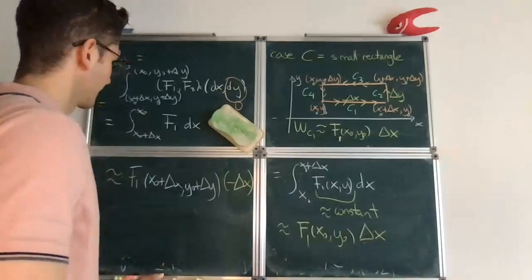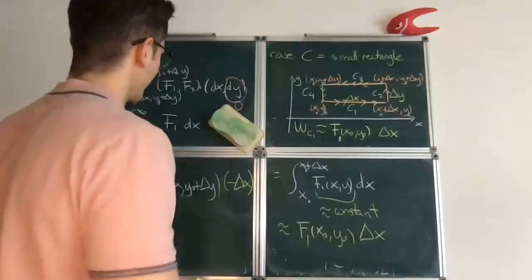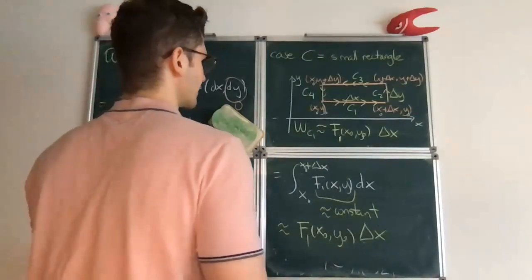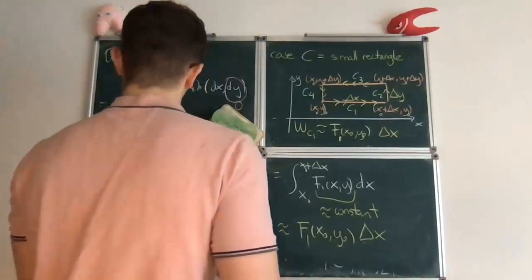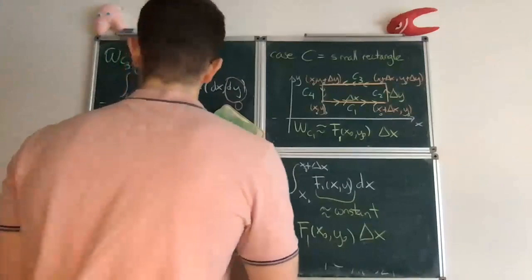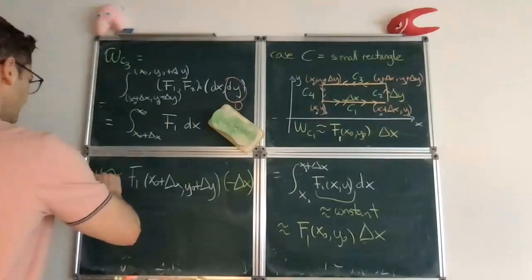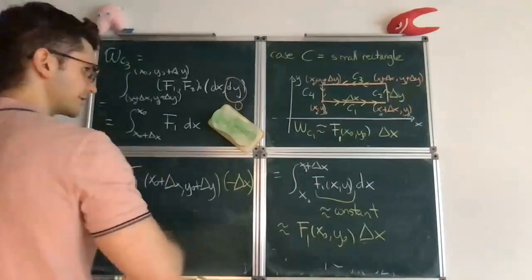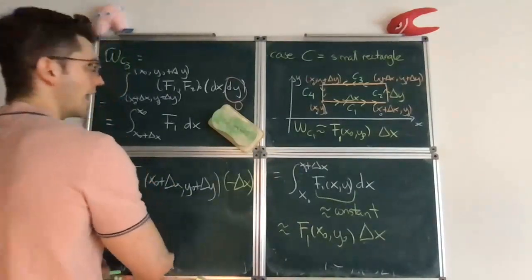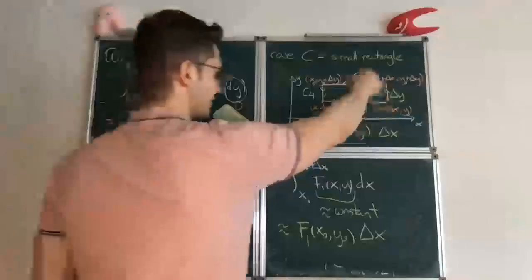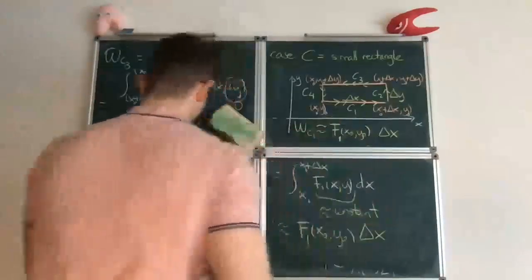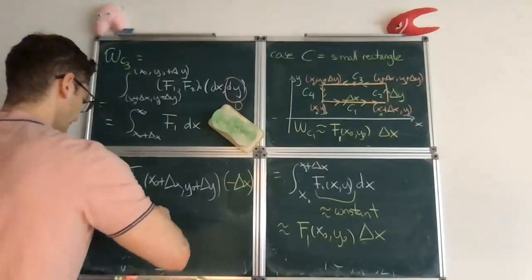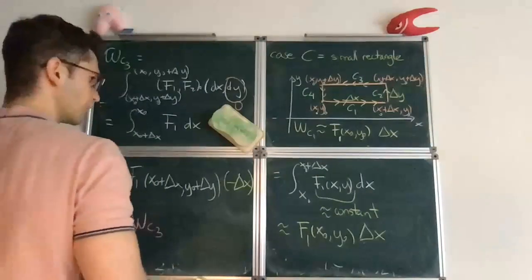Okay, let's keep it this way. So what we find is that this is the work along the curve C3. So combining these two results, what we find is that again the total work had to be the addition of these four works. But that means that the work along C1 plus the work along C3 is what?